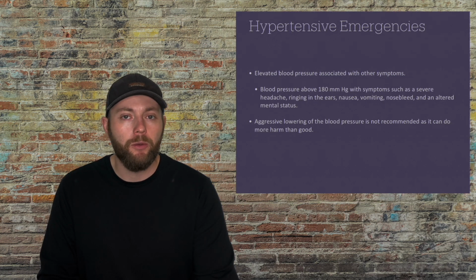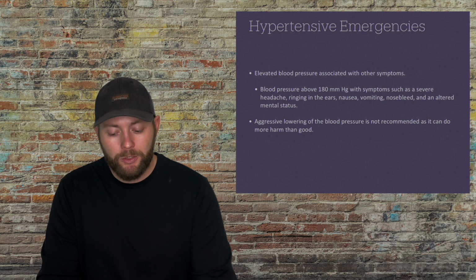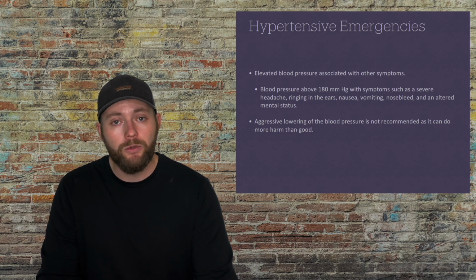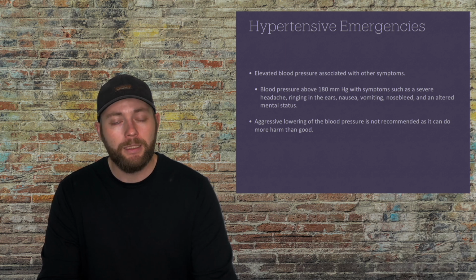A hypertensive emergency is characterized by a systolic blood pressure greater than 180 millimeters of mercury that is associated with other symptoms, such as a severe headache, ringing in the ears, nausea, vomiting, nosebleed, and altered mental status. Untreated high blood pressure is a contributing factor to a stroke or an aortic dissection. An aortic dissection tends to come on full force and all at once and is often described as a burning, tearing type of pain. You may also note a difference in blood pressures between each arm.